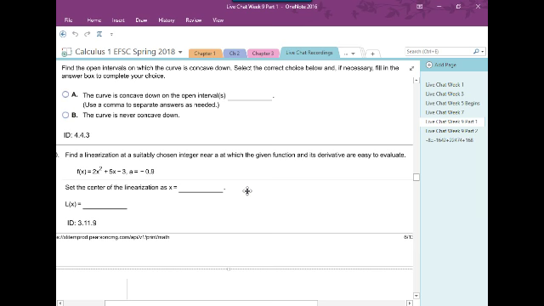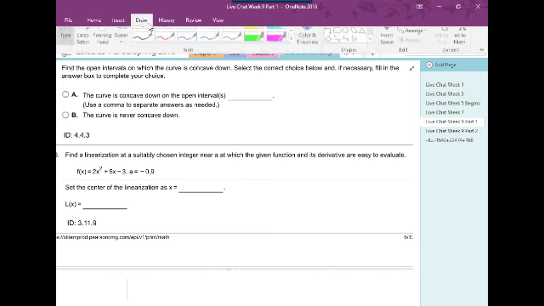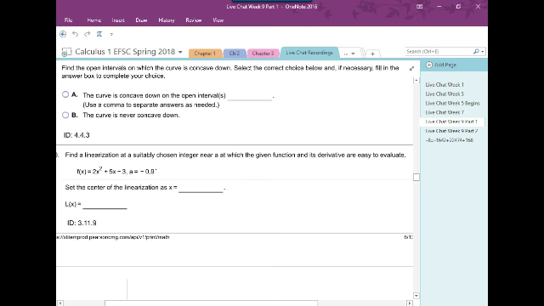So for example here, if we wanted to use a linearization to estimate this function at negative 0.9, we would want to use a value really close to negative 0.9, like negative 1, which is a nice integer value close to negative 0.9. So when they ask you what x value you're setting the linearization at, all they're asking you is what's a nice integer close to negative 0.9, so we're going to use -1.